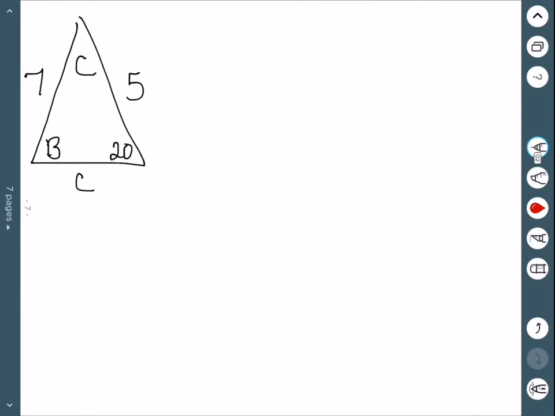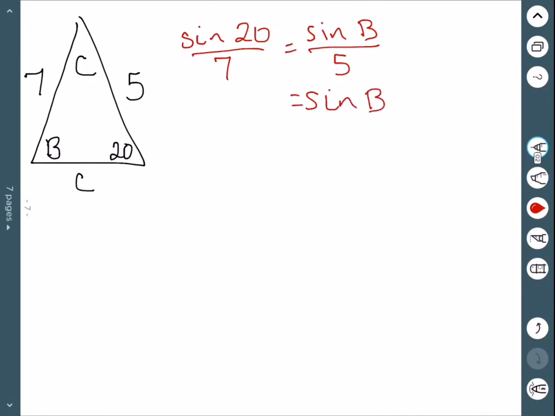Here we have one more triangle. And in this case, we have that sine of 20 over 7 is equal to sine of angle B over 5. And if we go ahead and simplify out the right-hand side and the left-hand side and multiply by the denominator, we get that approximately 2.44 is equal to sine of B. We can then use our calculator to find the inverse sine, that sine to the -1, to get angle B, which is 14.14.